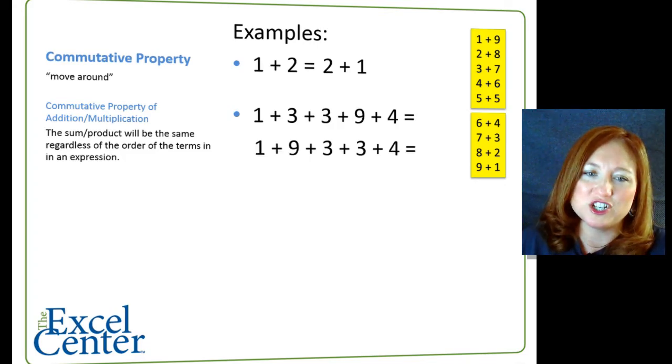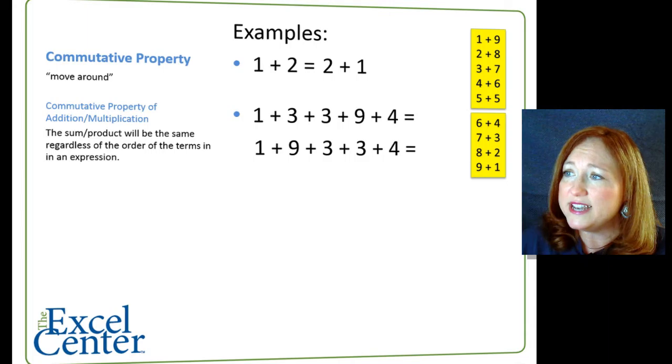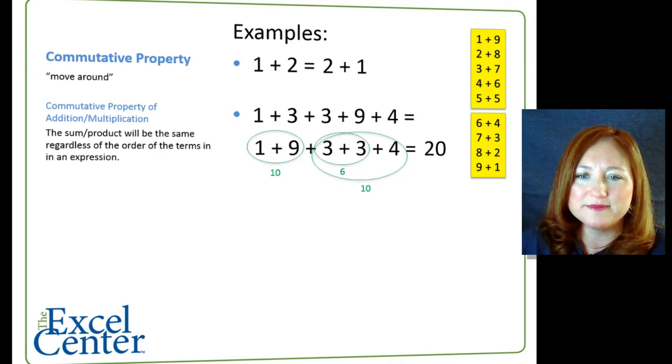This same expression can be written like this, which can help us to easily calculate the sum. Since 1 and 9 is equal to 10, 3 and 3, we add it together, equals 6, and can be paired with 4 to equal 10. Adding this expression should be pretty easy now. 10 plus 10 is 20.